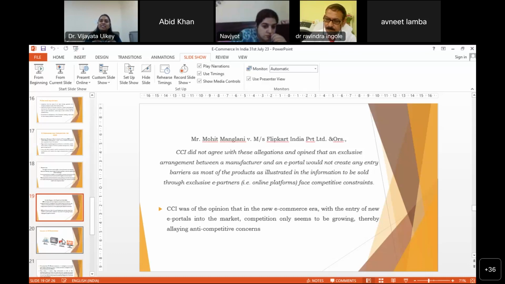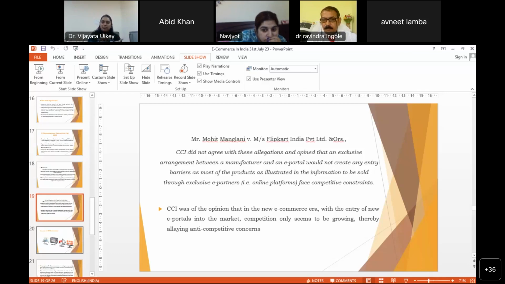Now the CCI did not agree with these allegations and opined that an exclusive arrangement between the manufacturer and the e-portal would not create any entry barrier, as most of the products, as illustrated in the information, sold through exclusive e-partners, that is online platforms, face competitive constraints. The CCI was of the opinion that in the new commerce era, with the entry of new e-portals into the market, competition only seems to be growing, thereby allaying the anti-competitive concern.